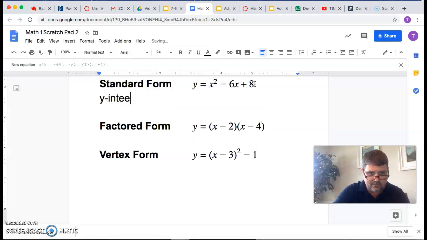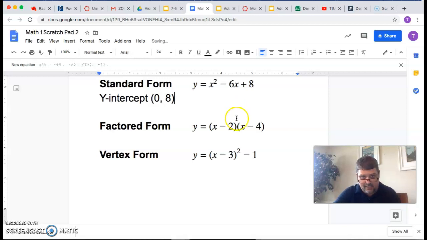And I guess I'm going to have to learn how to spell that darn thing. And there's our y-intercept, which happens to be what? 0, 8. Didn't have to work hard for that. That could come in really handy.